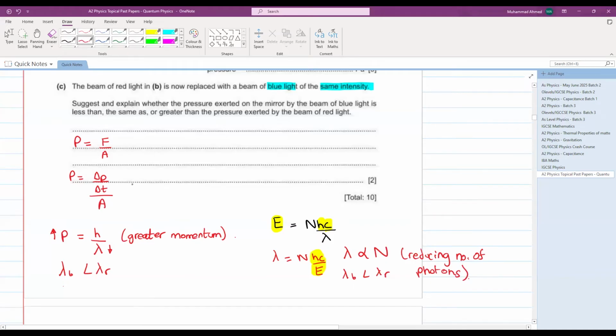What does this mean? If I break this pressure formula further, this was momentum into the number of photons divided by time divided by area. I have brought this area towards the denominator. Although momentum is increasing, you are correct, due to the decrease in wavelength, momentum is increasing. But due to the decrease in wavelength, what else is happening? The number of photons is also decreasing. If one quantity is increasing, the other quantity is decreasing, what will happen? Pressure remains the same. Simple as that. Let's further move ahead. This was a very good question.